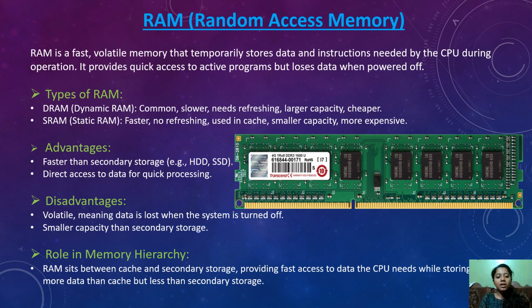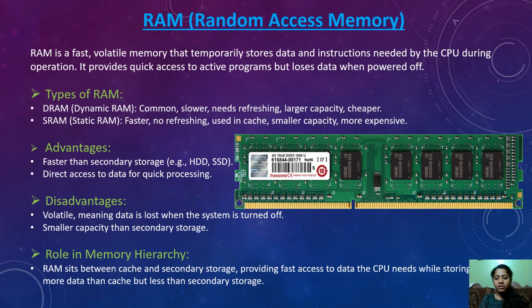When it comes to advantages, RAM is faster than secondary storage and it has direct access to data for quick processing. Coming to disadvantages, it is volatile, meaning data is lost when the system is turned off, and it has a smaller capacity than secondary storage. Its role in the memory hierarchy: RAM sits between cache and secondary storage, providing fast access to the data the CPU needs, while storing more data than cache but less than secondary storage.